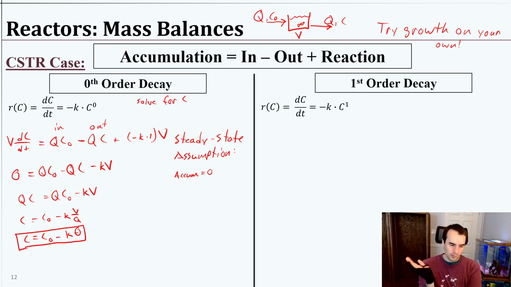That's nice because if we have a small volume but a slow flow rate, we can have a long time. Or we could have a very large volume and a very high flow rate and still have the same amount of residence time. Okay. That's the zero order reaction. I encourage you to do that same process for the growth equation.